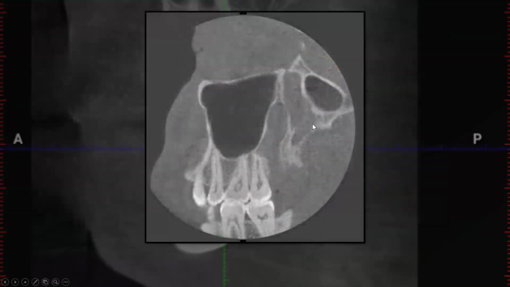And so this was a case where they did a 3D view. Now we have the sagittal slice. And you can see that something is communicating with this socket of the third molar, and it's extending up the posterior border of the sinus, posterior border of the maxilla, and it's kind of causing this separation between the posterior wall and the posterior border of the sinus.